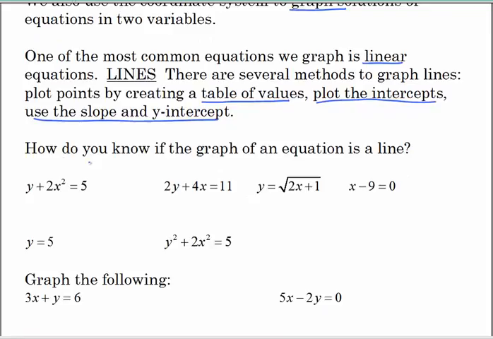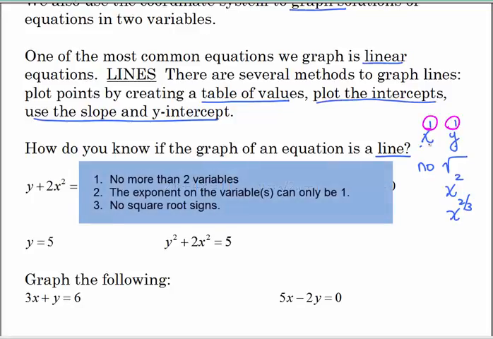But first of all, how are you going to know if the graph is going to be a line? Before you start out, that's a big part of algebra, to look at an equation and say, I know what that's going to make on a graph. Well, it's a line if you have no more than two variables. You could just have one, and those variables can only be to the first degree. You cannot have a square root, you can't have a squared, you can't have something else really up there. The exponent on the variable has to be a 1. Now again, you don't have to have both x and y, you have to have at least one of those.